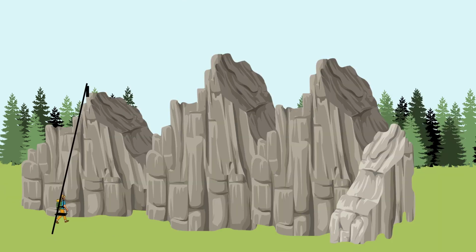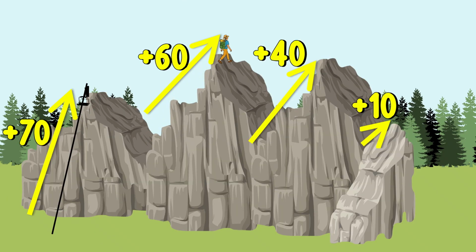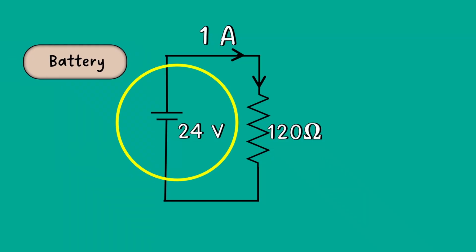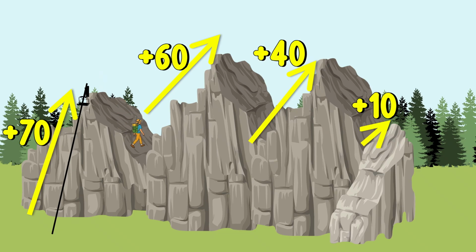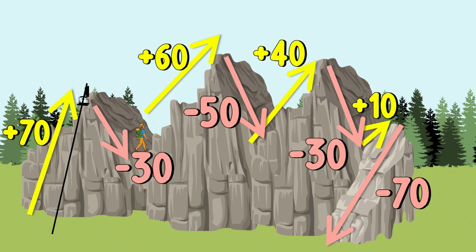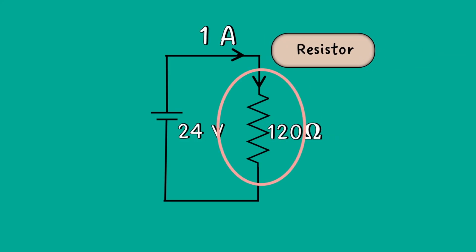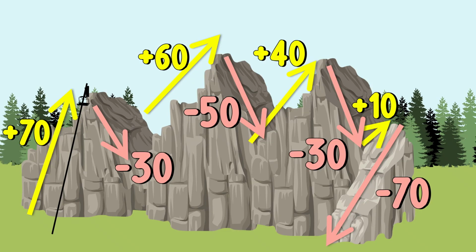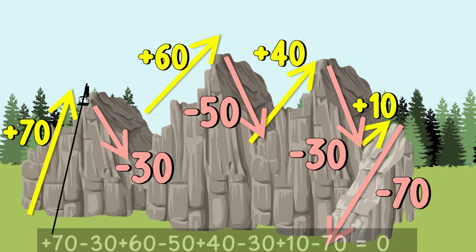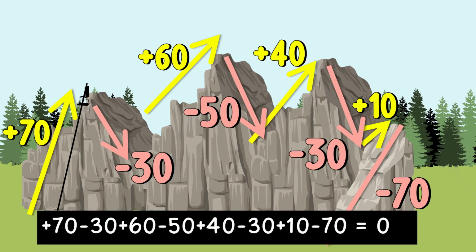When you use a chairlift or climb up a ridge, your elevation increases. This is like a battery adding voltage to the circuit. As you hike down different trails, your elevation decreases. These descents are components like resistors that drop voltage. If you finish your hike exactly where you started, your net change in elevation is zero, regardless of how many peaks you climbed or valleys you crossed.